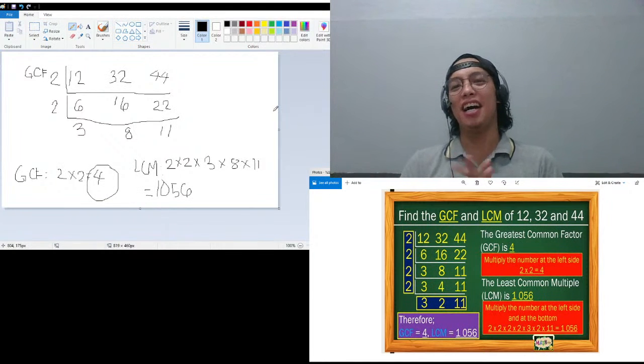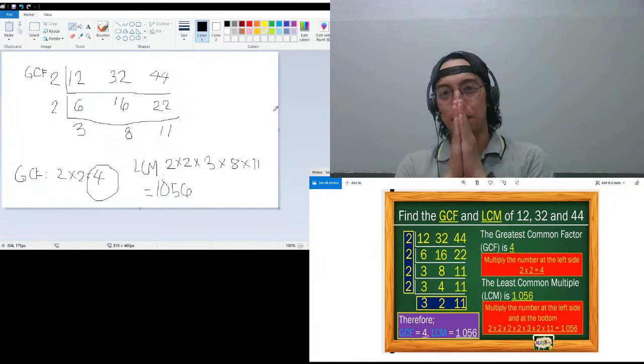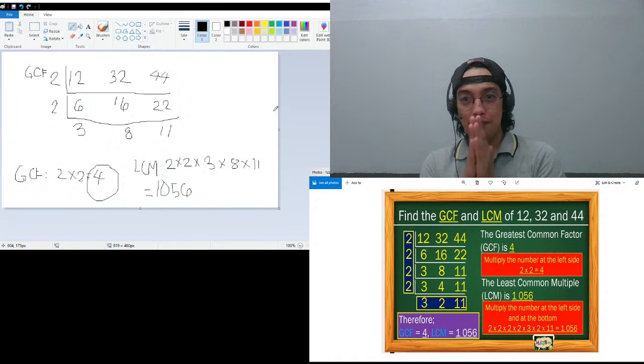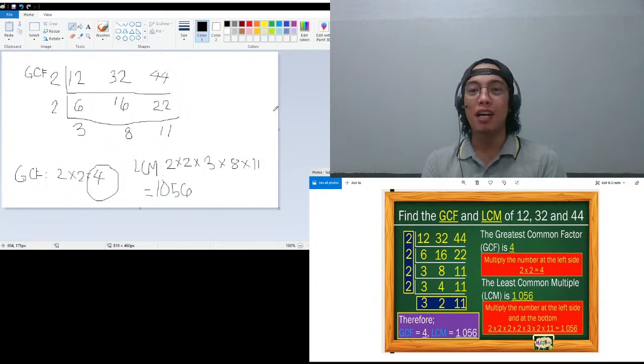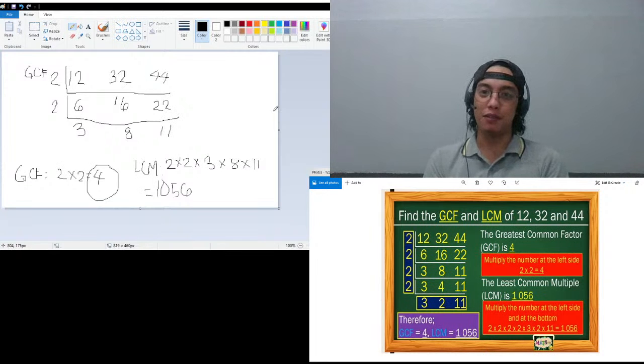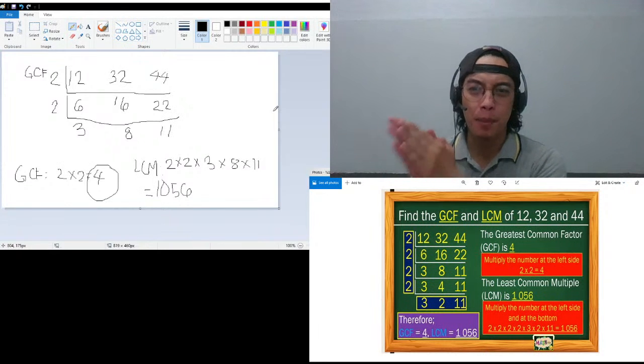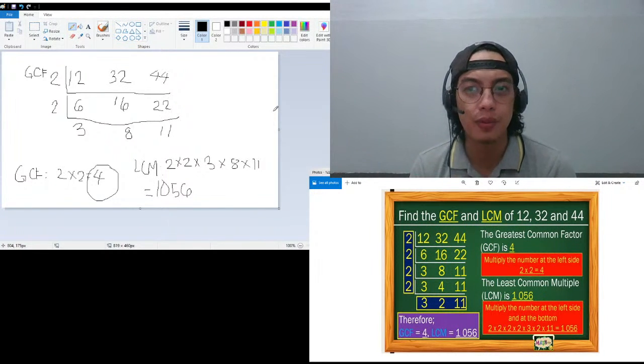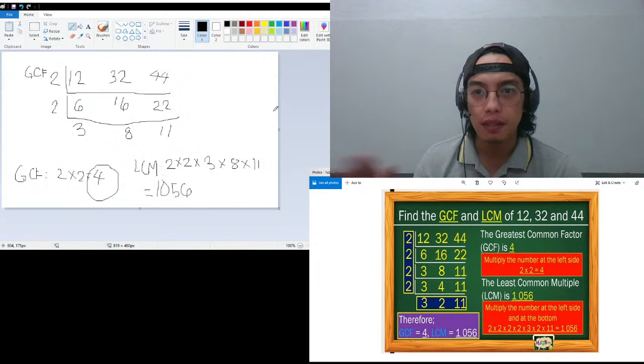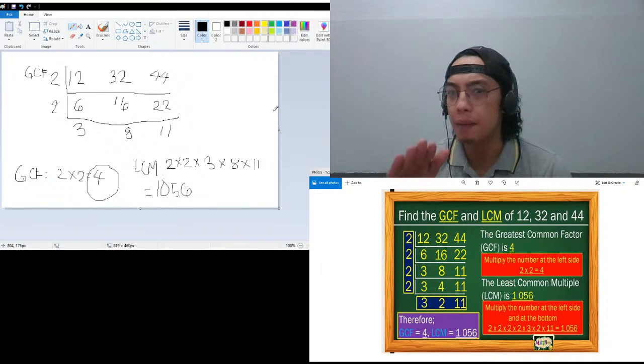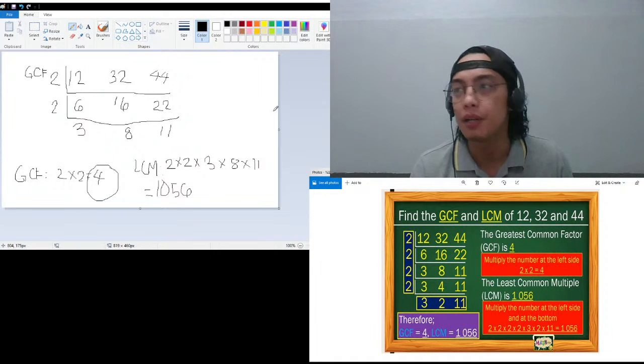That's how you try to solve GCF and LCM using this method. I'm not very sure, but I think it's called continuous division because you divide them until you get to a part where you can't divide anymore.